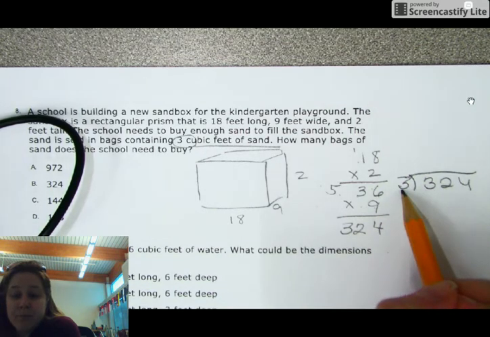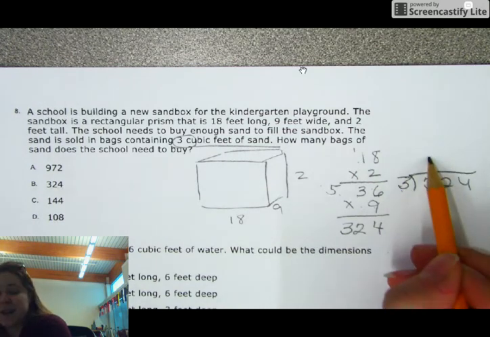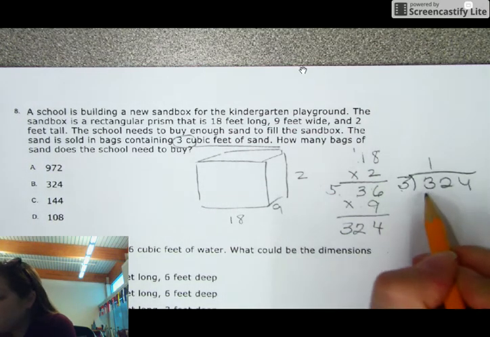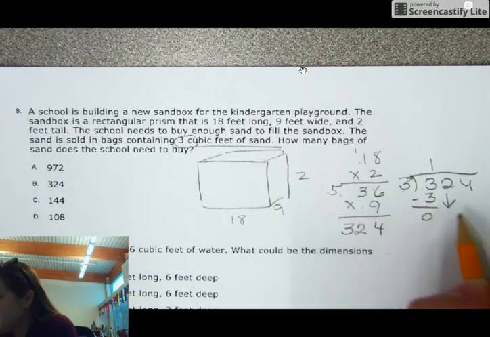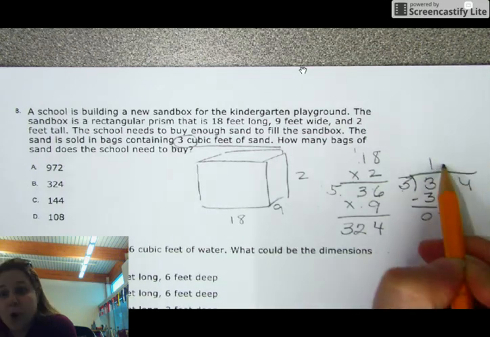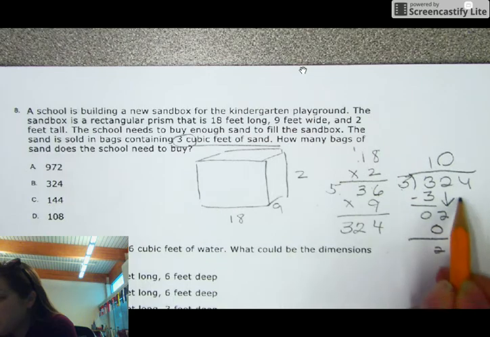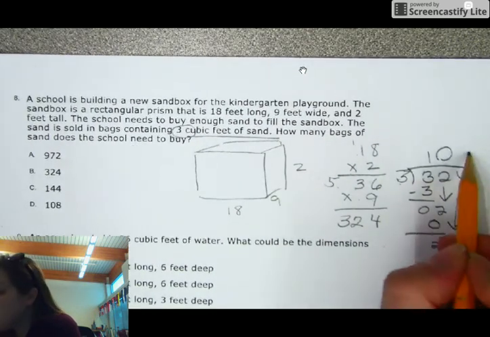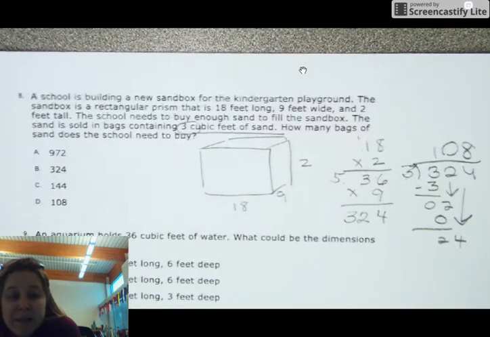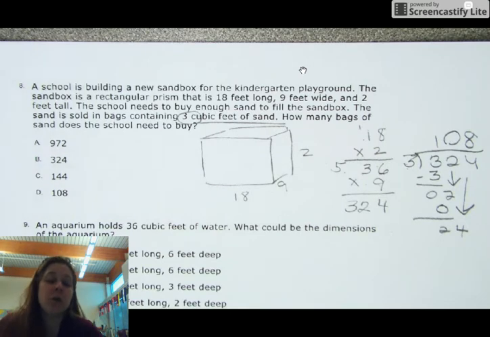3 can go into 3 how many times? 1. Subtract. Bring down. Goes in no times. Bring down your 4. 3 can go into 24 8 times. Leaving your answer D. You should choose your answer as D.